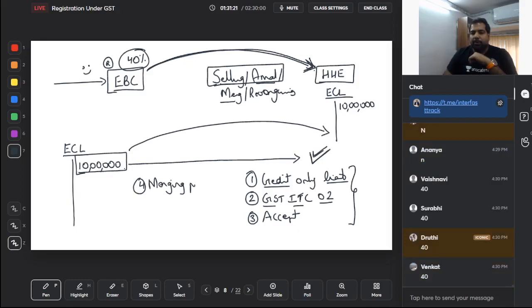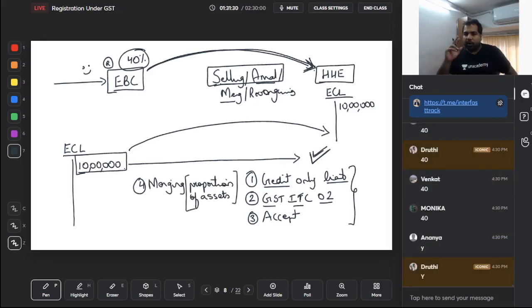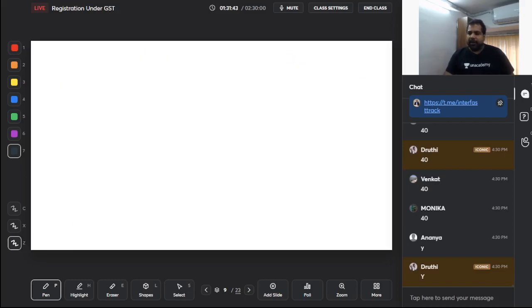So will it go in a proportion, guys? Yes. This is a proportion of assets. And this is only used in case of merger, not sale, not amalgamation. Only in case of merger is there a proportion. This is very simple, guys. If you're 40% merging, then your 40% credit will go ahead. And guys, last, in the same thing, you are a proprietorship firm.